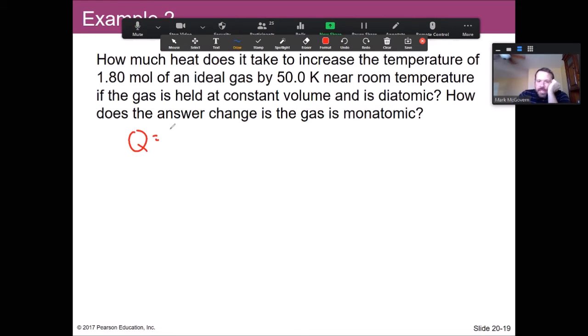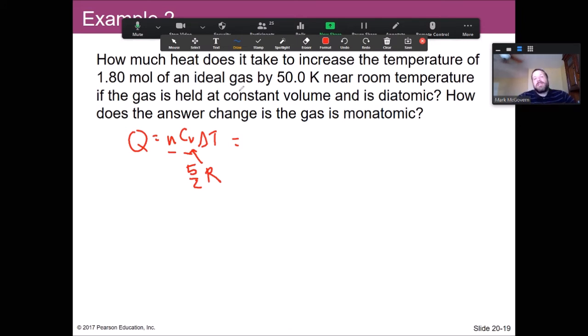How much heat does it take, right? nC_V delta T. That's the heat. We got the moles. Do we have the C_V? You bet we do, because this is a diatomic gas, and we are near room temperature. So that means we're going to include the degrees of freedom for rotation. So our C_V value is 5/2 R. That's what this value is. All right, so how much heat?